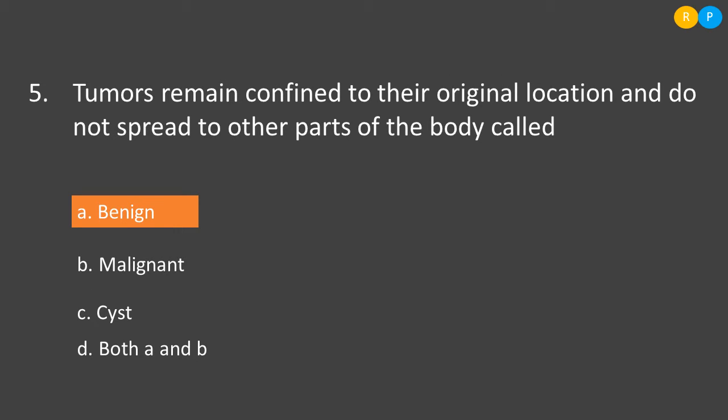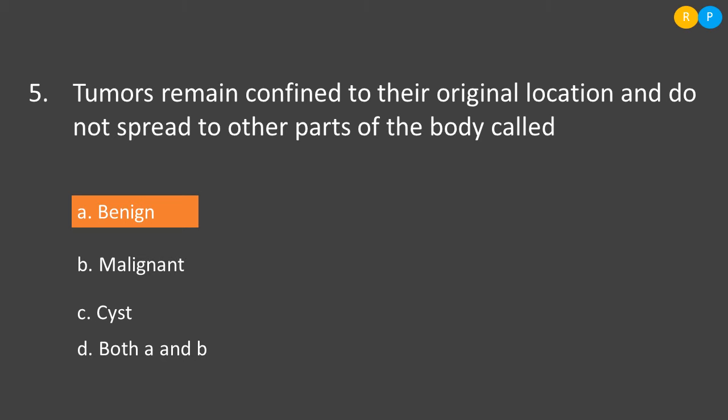As the fifth question, tumors remain confined to their original location and do not spread to other parts of the body called. So in the tumor, there are two types of tumors based on whether it will spread or not. So one of the tumor is called as benign tumor. So benign tumor is actually confined to the organ or part of the body where it is formed. Suppose it is formed in the mammary gland, means it will be confined. That means it is restricted to only that particular organ. It does not spread to any other part of the body.